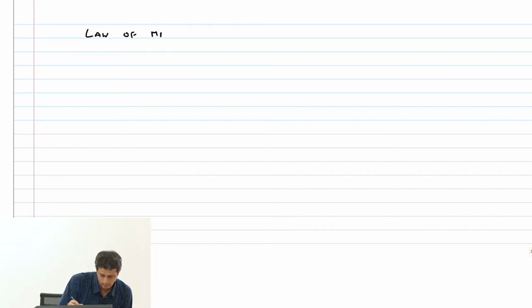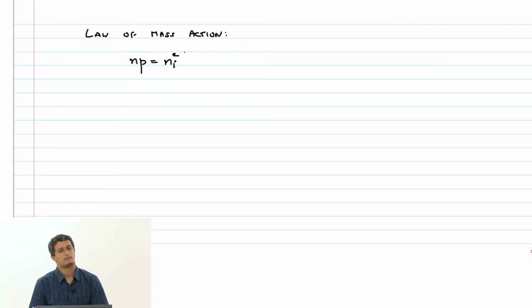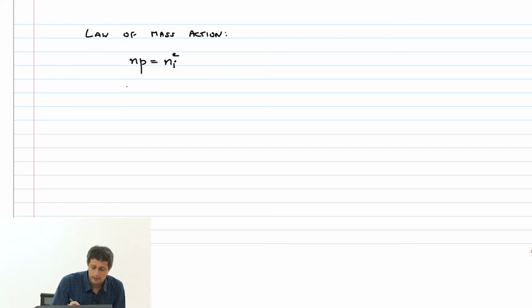Law of mass action. Okay, what does this say? It says that the product of the concentration of electrons and holes is a constant, and that is basically Ni squared. Okay, so therefore if N equal to Nd, what is P? Ni squared by Nd.